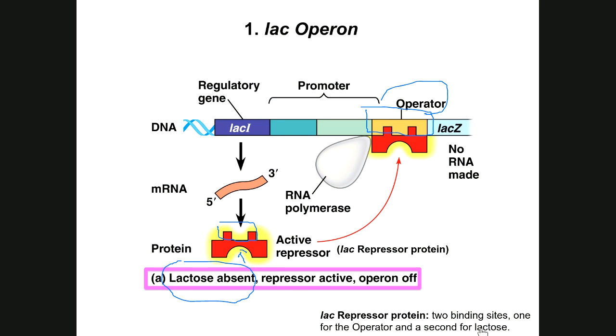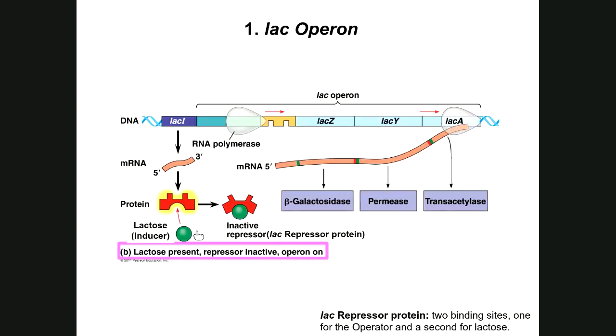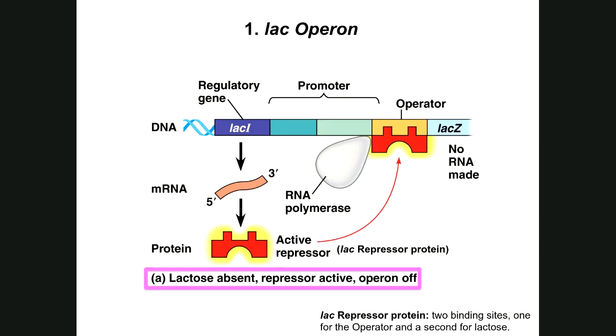Now, the way it works for this lac repressor protein is that both binding sites do not work at the same time. In other words, this repressor, and I put the name over here because it just says active repressor, this lac repressor protein, is either binding to the operator or it is binding to lactose. It cannot bind to both. All right, so let me get going here. So when lactose is absent, the lac repressor protein is said to be active.